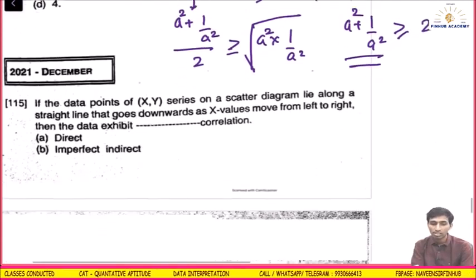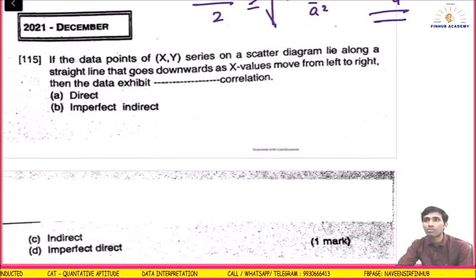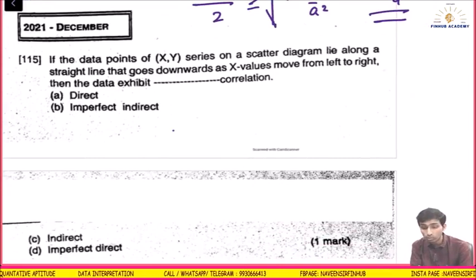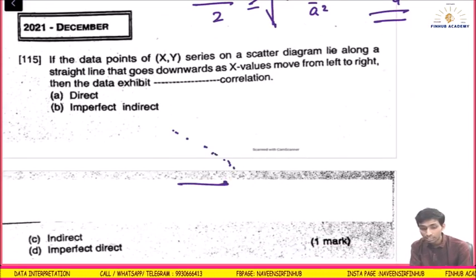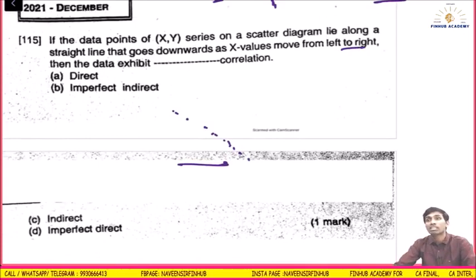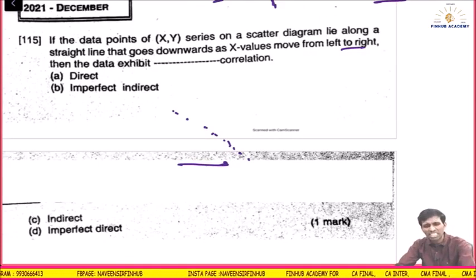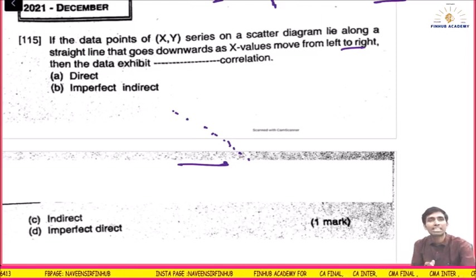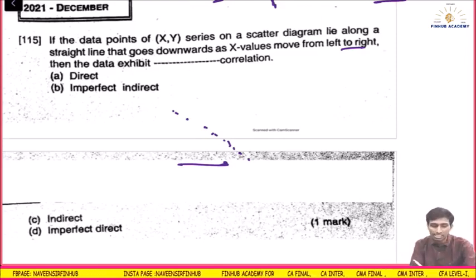If the data points of the x and y series on a scatter diagram lie on a straight line that goes downward as the x value moves from left to right, like this, it's a straight line. Okay, that means what is the relation? Then the data exhibit which relation? Direct, indirect? What is the answer? Imperfect indirect? There is nothing called imperfect indirect. It is indirect relation.